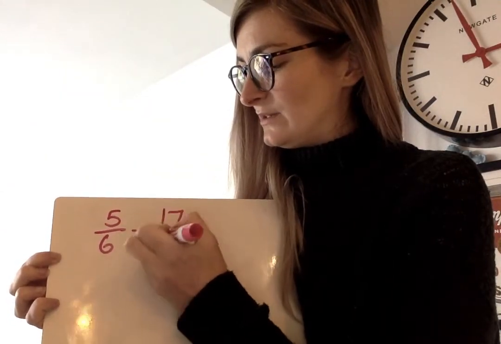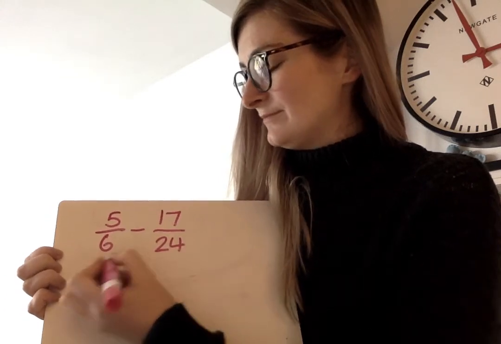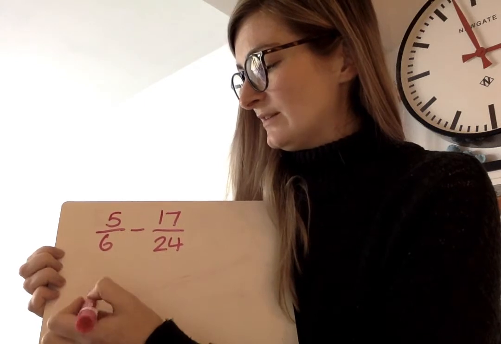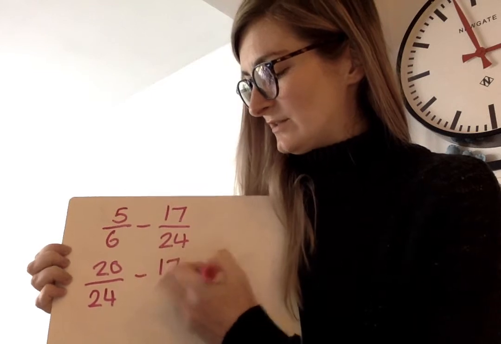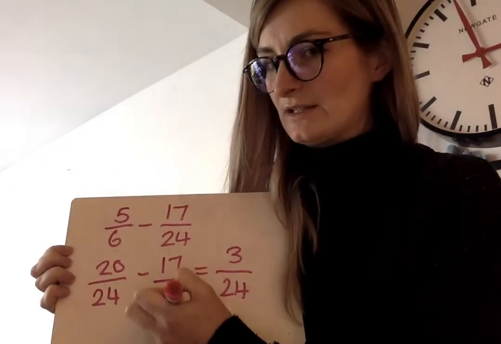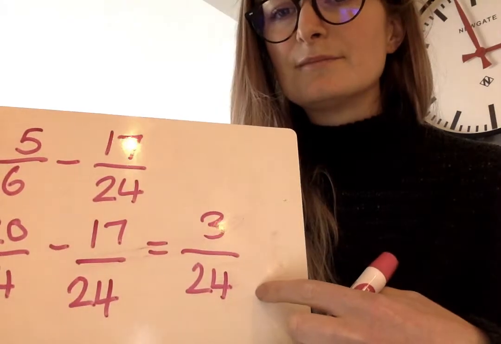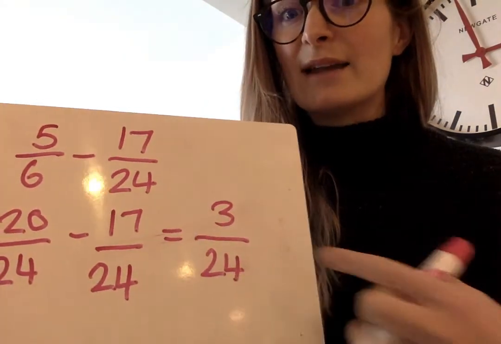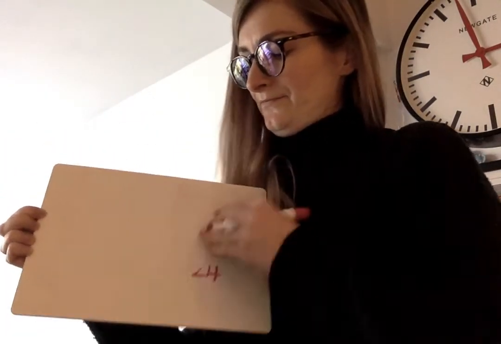5/6 subtract 17/24. Lowest common denominator is 24. Could turn it into 12ths, but I'm going to go for 24. 6 into 24 is times 4, so 5 times 4 is 20. Subtract 17 equals 3/24. Obviously, guys, I'm just not writing the denominator here, but you know that the denominator is still there. Can you simplify that? Yes, you can. Make sure you're simplifying it. What can you divide the numerator and the denominator by?